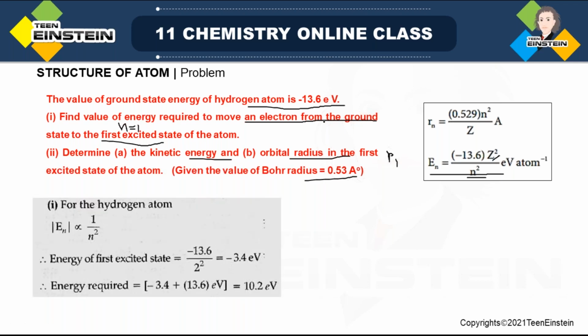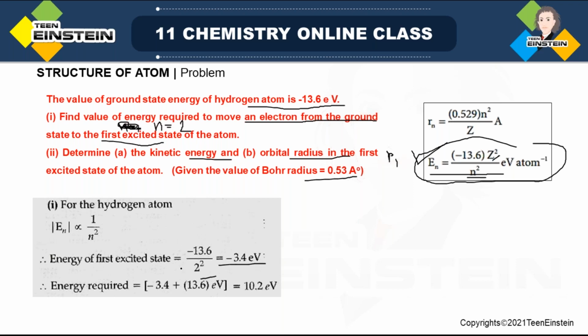So for hydrogen atom, we know that energy, just look at this formula, is inversely proportional to n square. So by applying this formula, you just have to put in place of Z, it is again 1, but for n, sorry, it is the first excited state, so it is actually n equal to 2. Ground state is 1, so first excited state will be 2. So put the value of n, which is 2 square, and this is the answer.